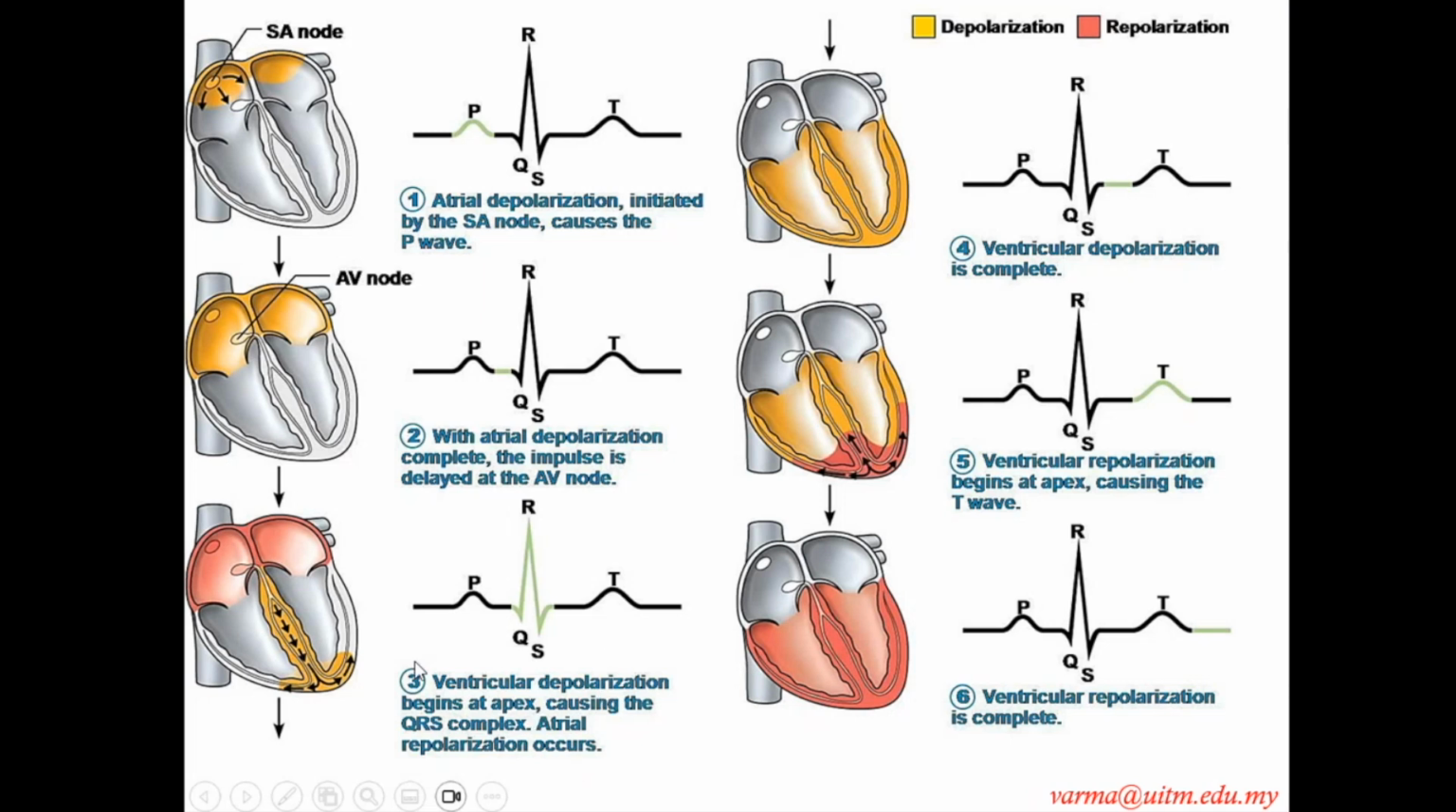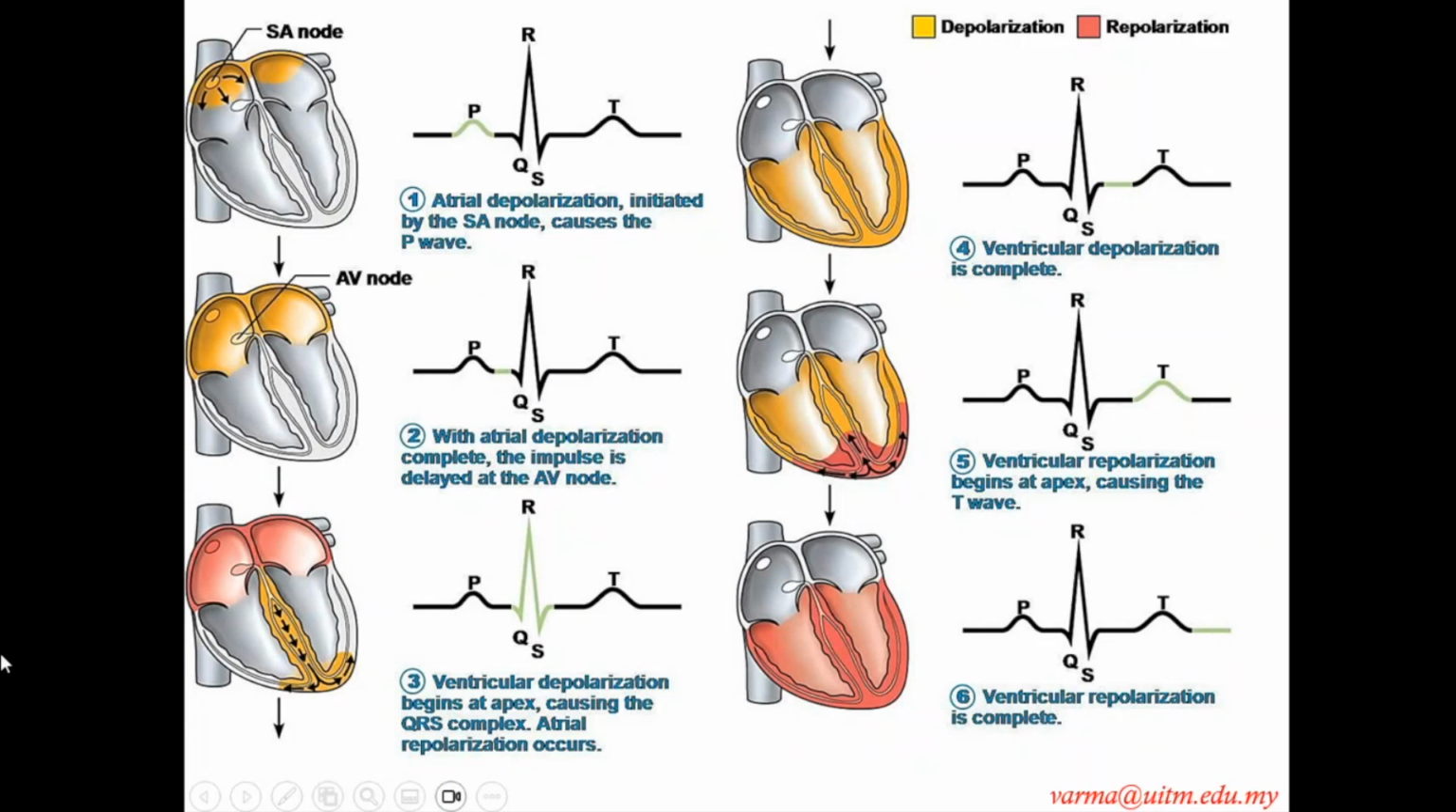So atrial repolarization occurs at this time. Then ventricular depolarization is completed. So that is your ST segment here. And then ventricular repolarization begins at the apex, causing the T wave. And finally, ventricular repolarization is completed. So that is after the T wave, the T to P wave.